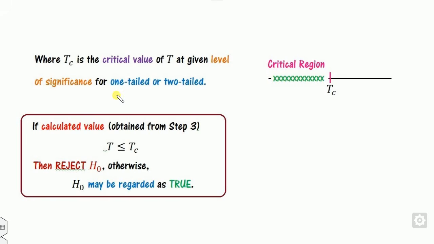So the critical region is less than or equal to TC. Then we will check the value we obtained from step 3 of the capital T. If it lies in this region, we will reject H0. If it lies in this region, we will accept H0. Here is minus infinity, here is plus infinity.